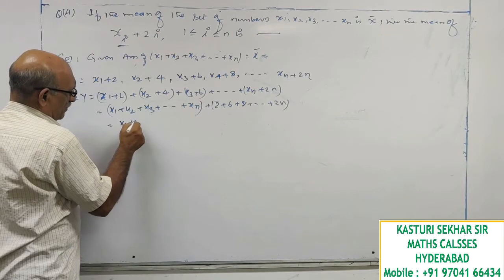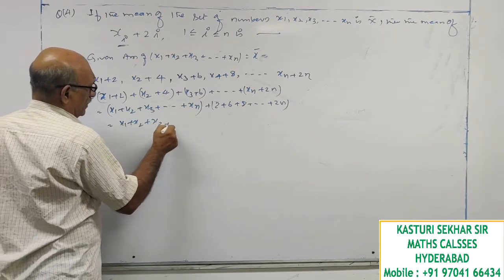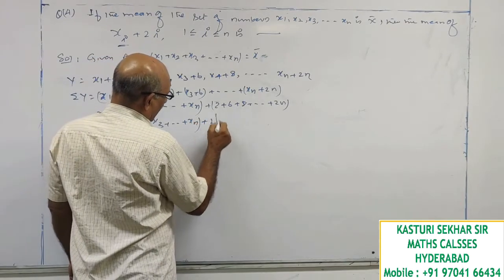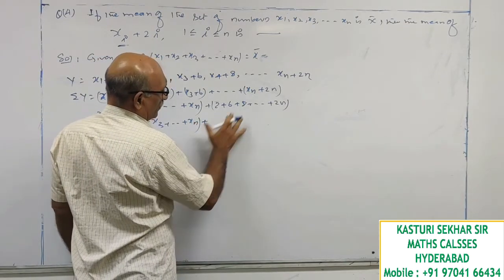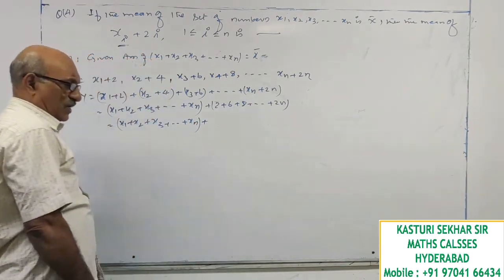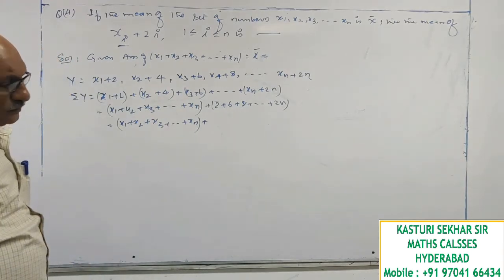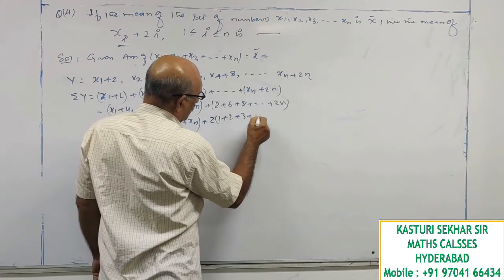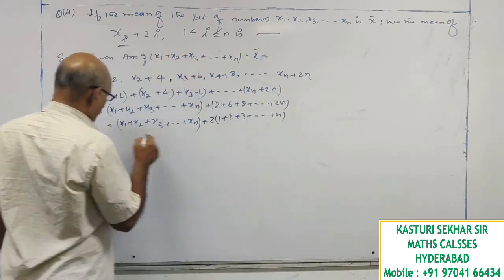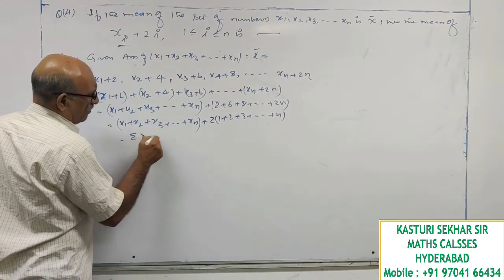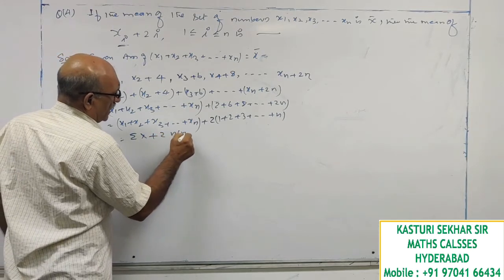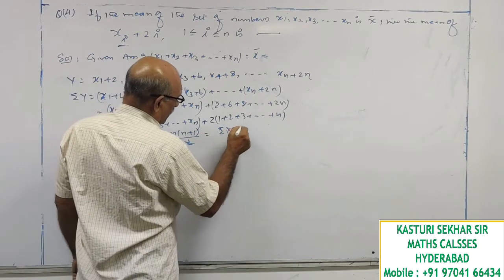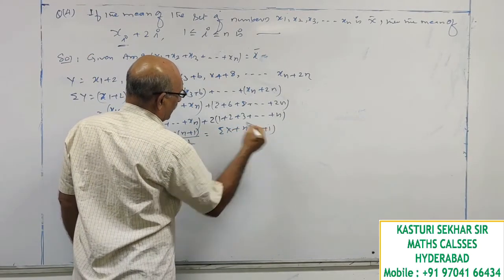Now this is x1 plus x2 plus x3 plus etc. plus xn. Plus if I take 2, these are even numbers. I'll take 2 as common: 1, 2, 3, plus etc. n. So this is summation of x plus 2 into n into n plus 1 by 2. Cancel. This is summation of x plus n into n plus 1.